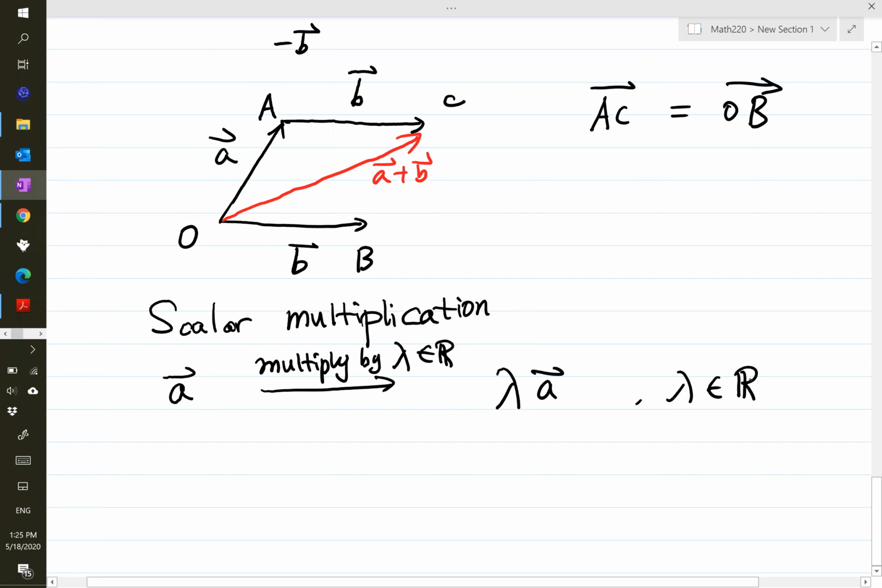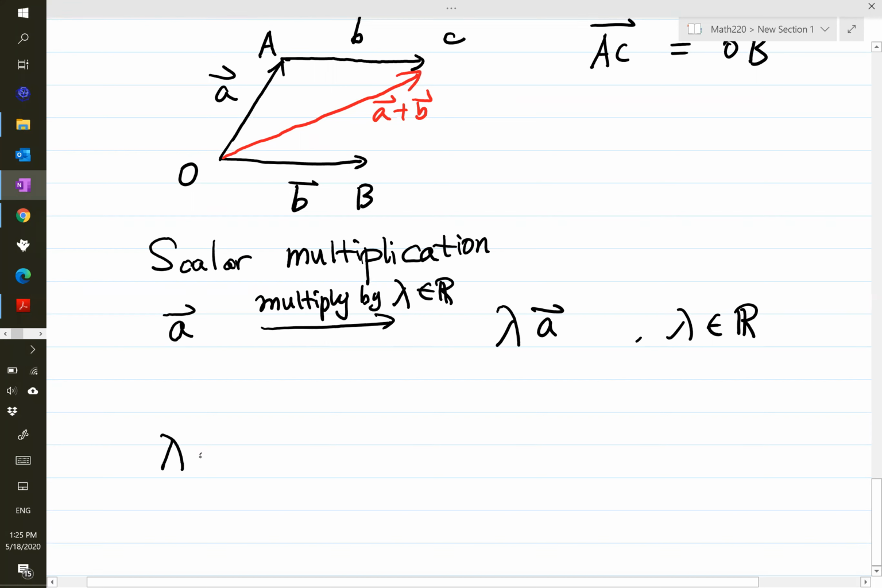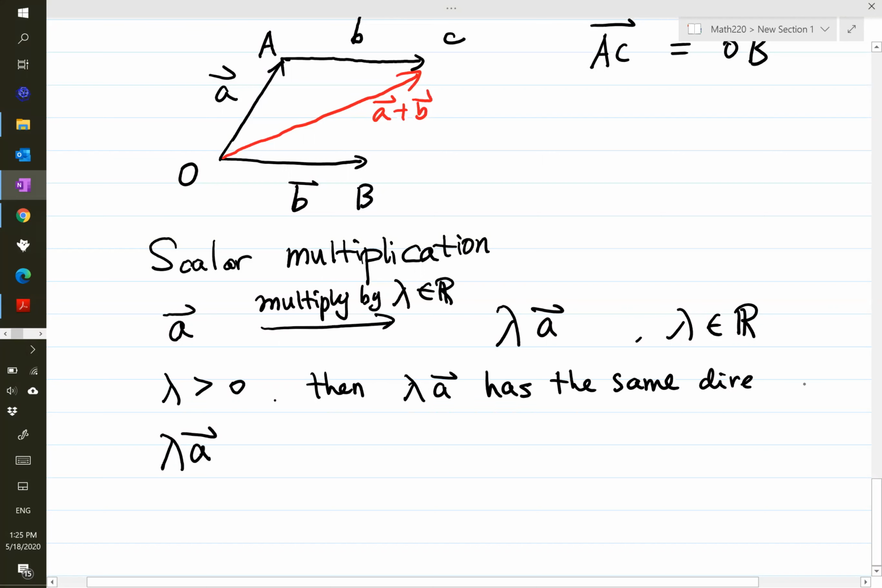Now we define scalar multiplication by the following. So lambda A is a vector. We define it to be this. If lambda is positive, then lambda A has the same direction as vector A, and it has length, its magnitude, lambda times the norm of A. Okay, so we just rescale this vector by a factor lambda.